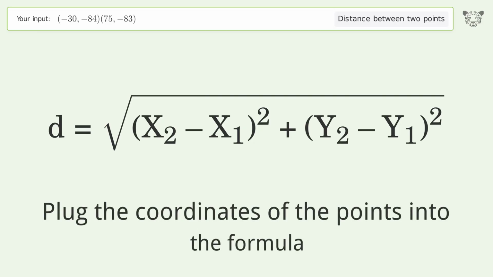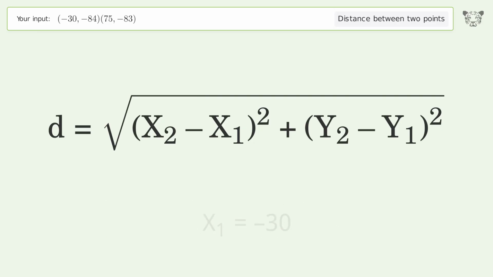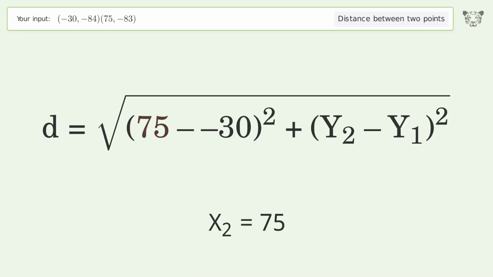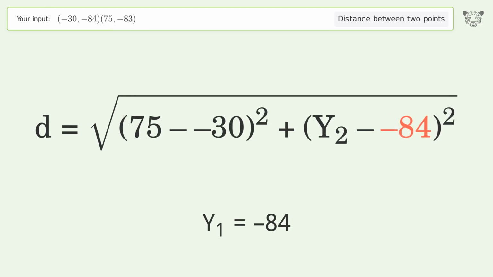Plug the coordinates of the points into the formula. x1 equals -30. x2 equals 75. y1 equals -84. y2 equals -83.